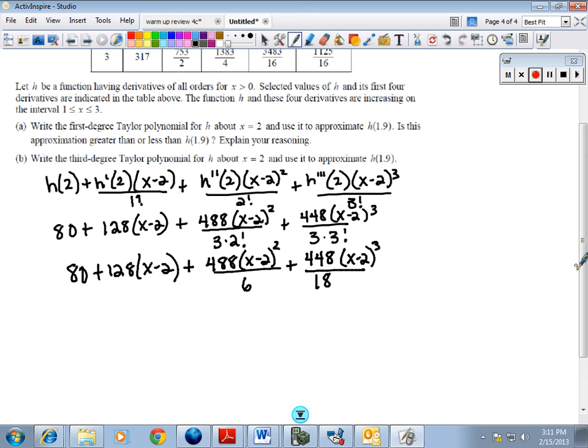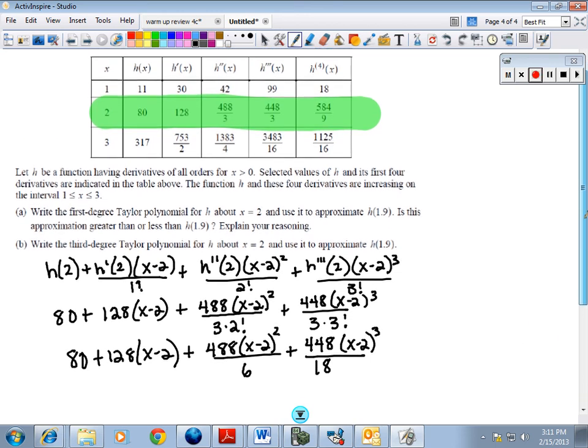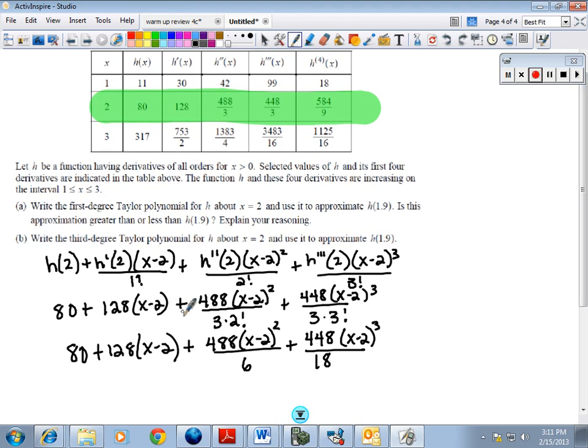Alright, and that's kind of what a Taylor free response looks like. There's another piece that's on this one, I believe, which was the Lagrange error bound, which we are going to talk about tomorrow.